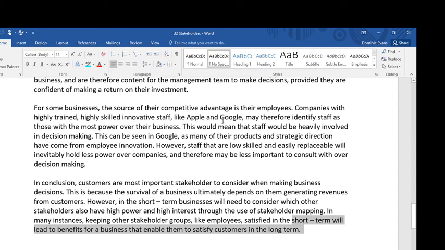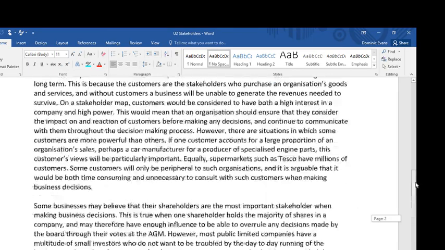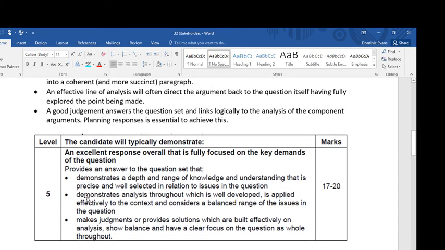So you could argue that Google's most important asset are their really innovative staff. And if you consult with them in the short term, those staff will create value for customers, and those customers will be satisfied in the long term. So hopefully you can see how I've tried to incorporate the things that the examiner has told us and to hit as many of the points as possible of this level 5 descriptor.